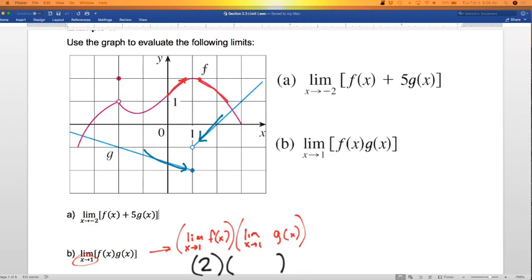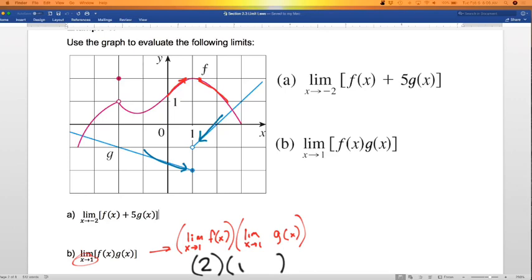Negative 2? Well, that depends. Did you say negative 2, Eric? Yeah, well, as we approach from the left, it's approaching negative 2. What is it approaching as we approach from the right? Negative 1. So does that limit actually exist? No. Okay, since it's approaching different values from both sides, that limit doesn't exist.